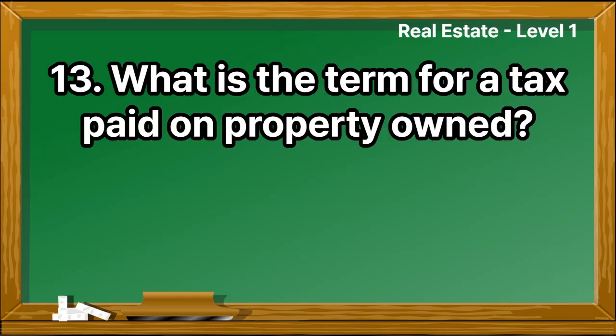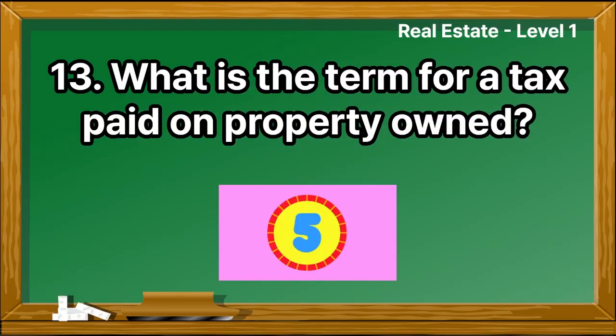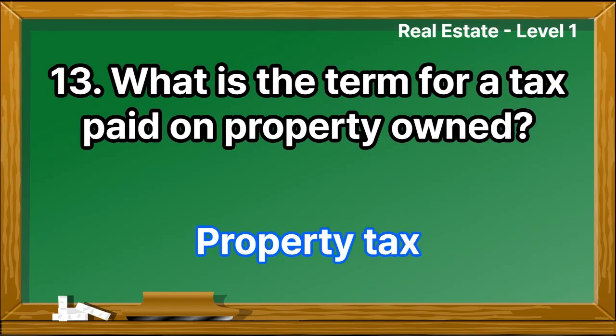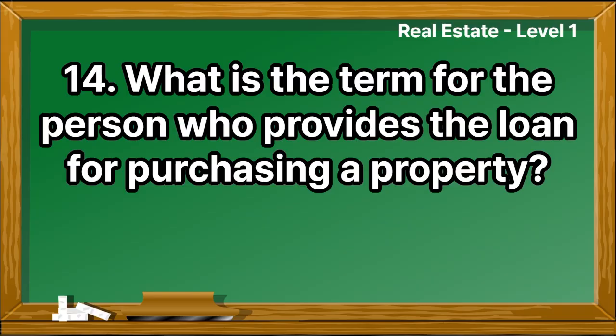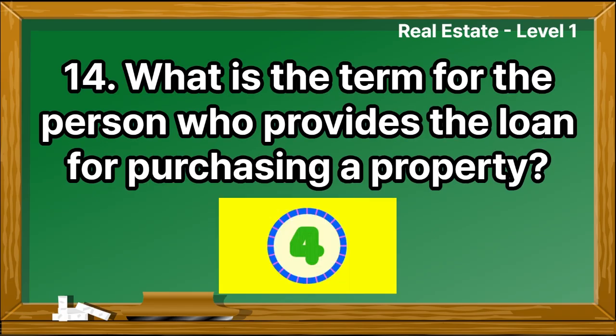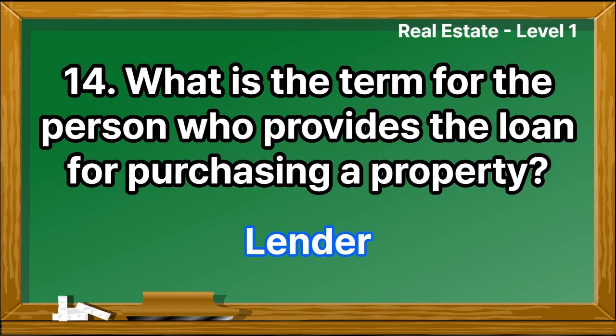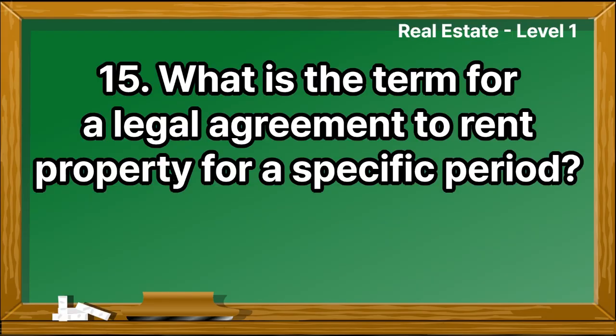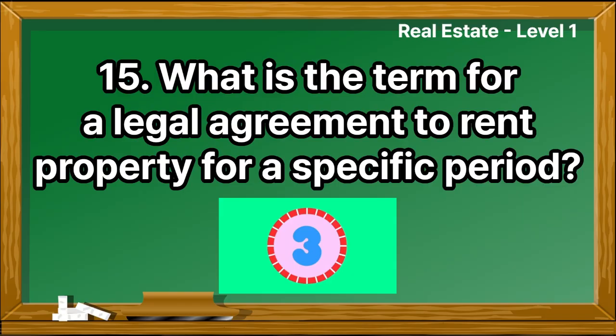What is the term for a tax paid on property owned? Property tax. What is the term for the person who provides the loan for purchasing a property? Lender. What is the term for a legal agreement to rent property for a specific period? Lease agreement.